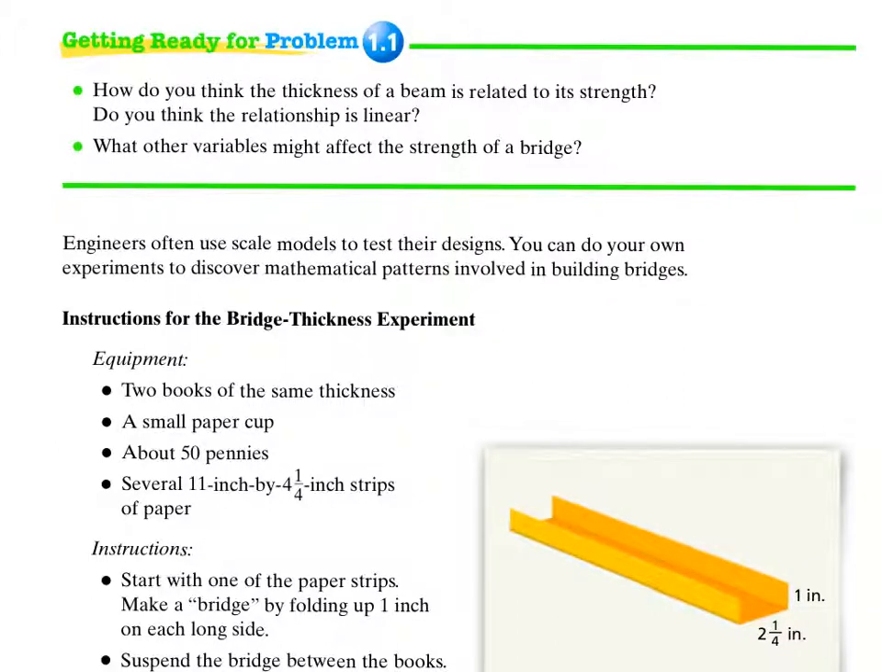And before we start an experiment, the students are asked the following questions. How do you think the thickness of a beam is related to its strength? Do you think the relationship is linear? And what other variables might affect the strength of a bridge?